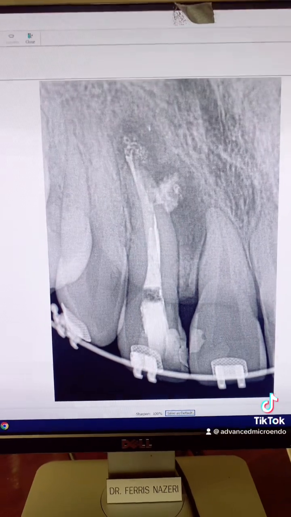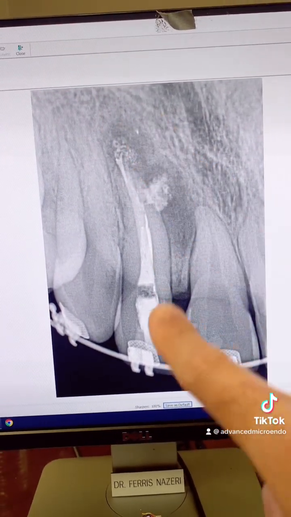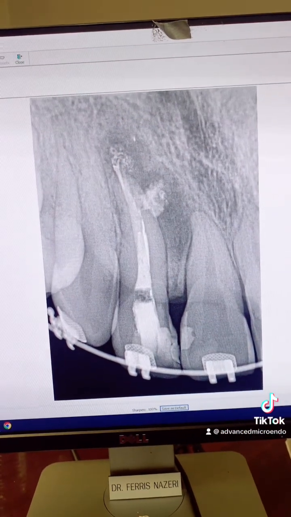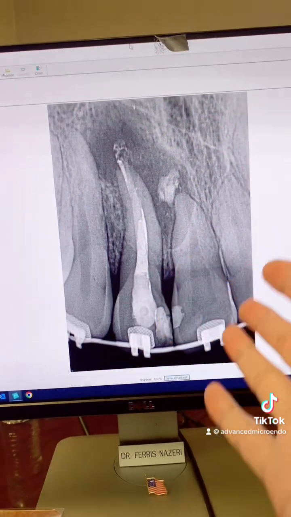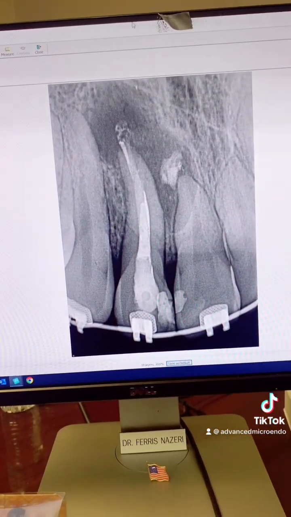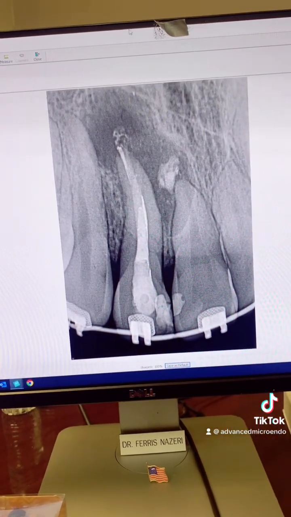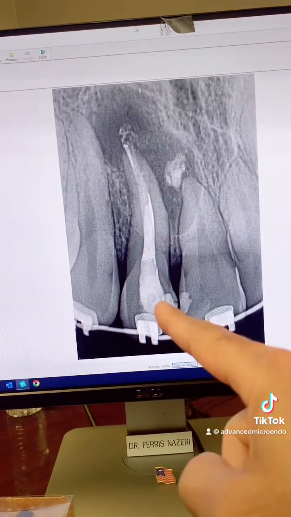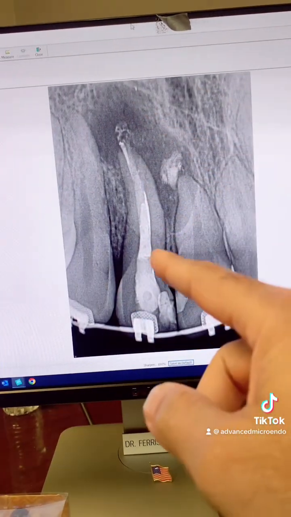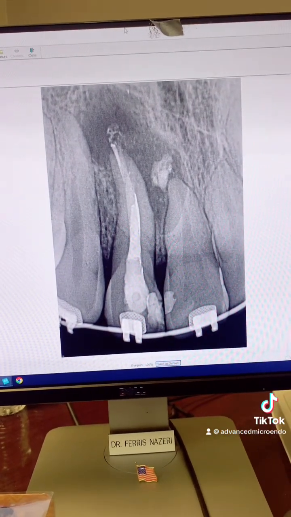And here it is. This is immediately after I placed my MTA, and I filled the whole canal with MTA. Here's the date. Well, this is a few months later. The patient came back and said the tooth still hurts. We took an X-ray, and as you can see, the periapical radiolucency is larger. But as I said, I was thinking ahead already. I placed MTA in the whole canal, so I was prepared for the apico. So we went ahead and did the apico.